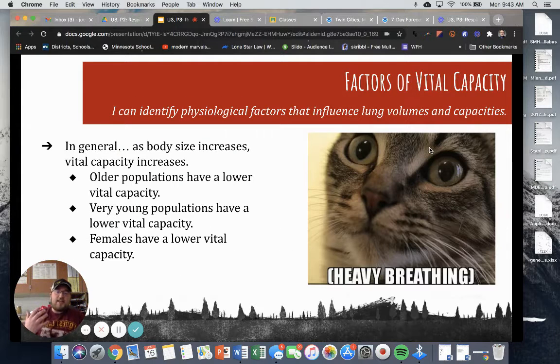So some factors that influence vital capacity in general: as your body size increases, your vital capacity also increases, which means that you're able to take in more breath or more air. Older populations have a lower vital capacity because their lungs start to get a little bit smaller as they shrink. Very young populations have a low vital capacity because they're small little guys. And females tend to have a lower vital capacity as well.